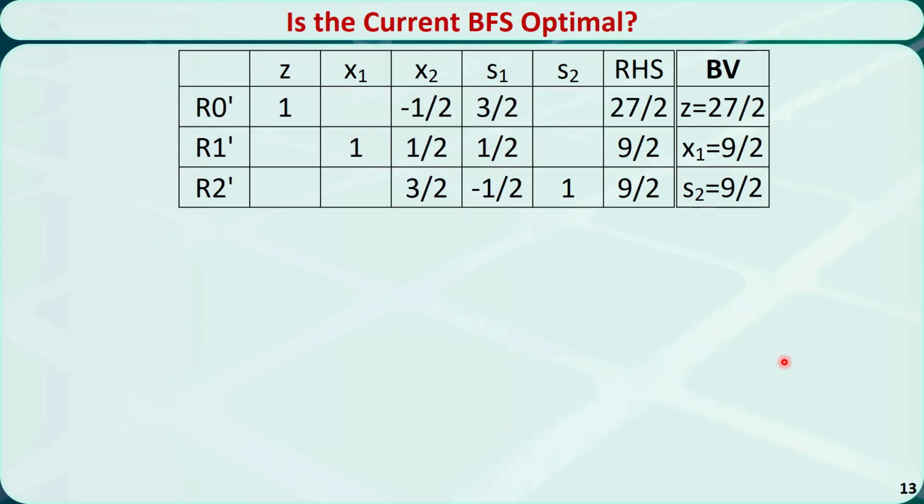Let's write out this basic feasible solution. x1 is equal to 9 over 2. s2 is equal to 9 over 2. s1 is equal to x2 is equal to 0. z is equal to 27 over 2 for this basic feasible solution.